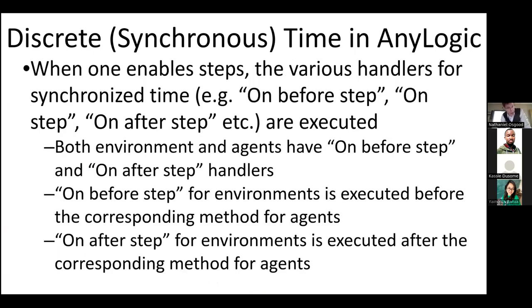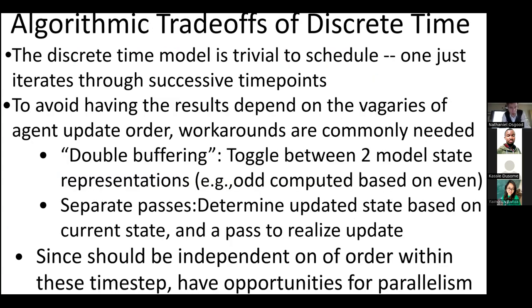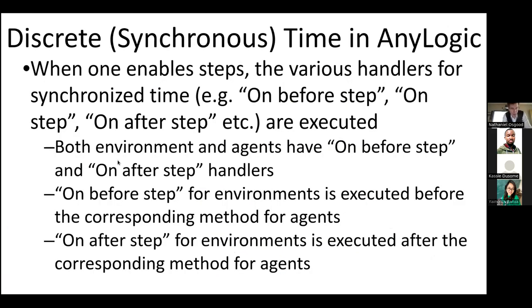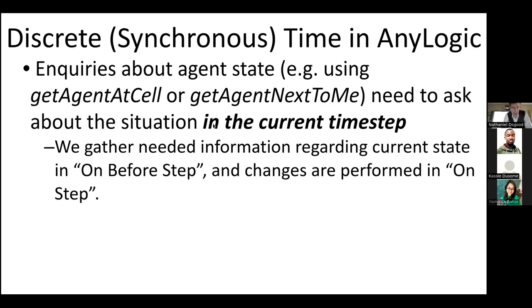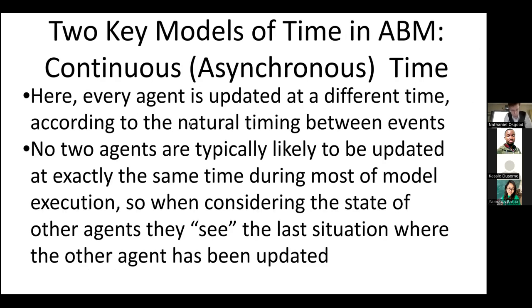And when you do that, this is making use of this model that I mentioned in the slides here, the separate passes. So the idea is you have an on before step, which basically gathers information to figure out what agents are going to do. And then on step undertakes that action. And I'm not going to dwell on this because I do want to get to my slides on the other topic.